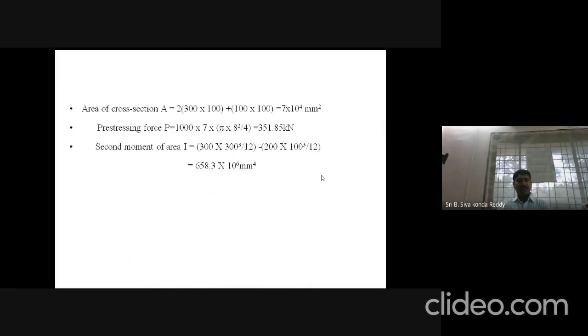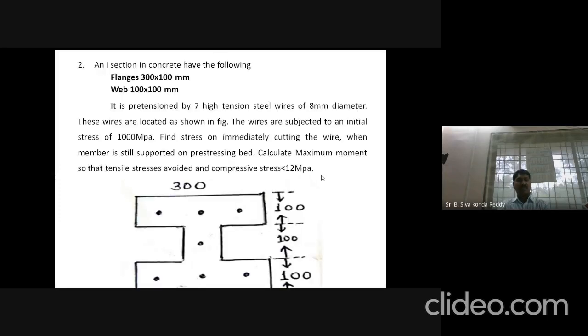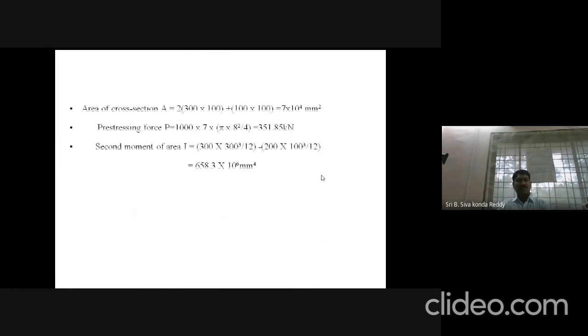Now let us come to calculating section properties. For this section, we are calculating section properties: area, I value, Z value, and then Y value. Area: we have two flanges, 300 mm by 100 mm, plus one web, 100 mm by 100 mm. The area comes to 7 into 10 power 4 mm square.